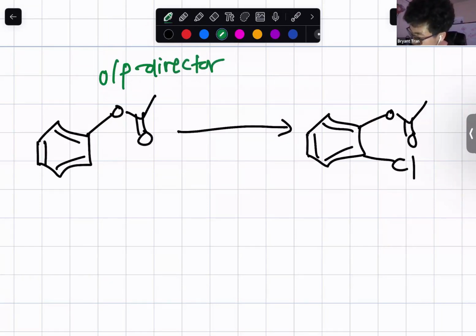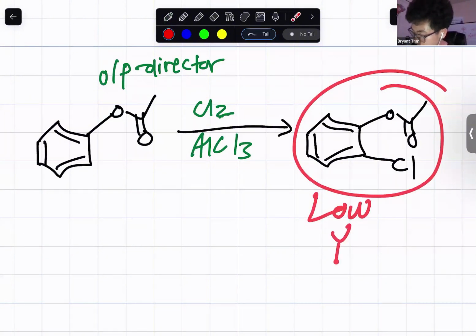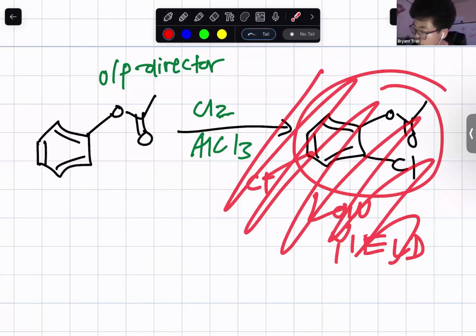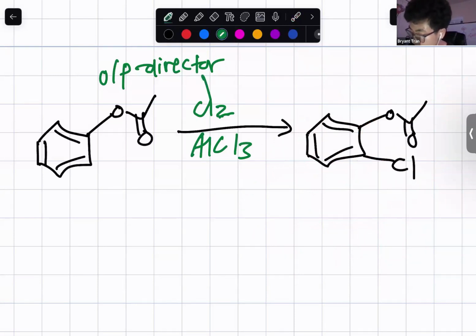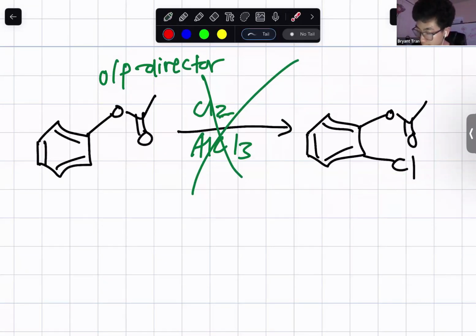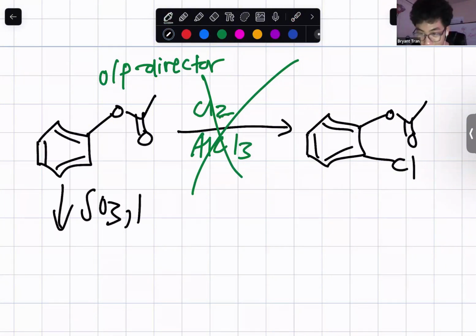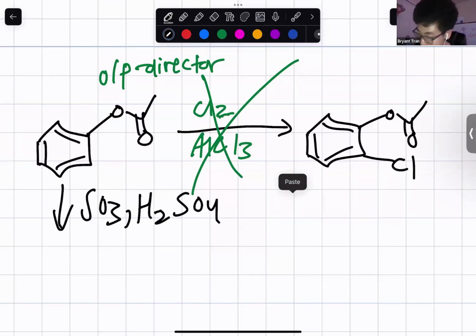So when we try to do chlorination with Cl2, AlCl3, this is going to be in low yield, right? Because the high yield product will have the chlorine on the para position. But we do not want the para product at all. We only want the ortho product, right? So we cannot do chlorination as the first step, because that's going to lead us to the product in low yield. To get to this product in high yield, we have to block off this para position. To block off that para position, we're going to do sulfonation. SO3, H2SO4. Yes, block para position, add chlorine, and then desulfonation after.